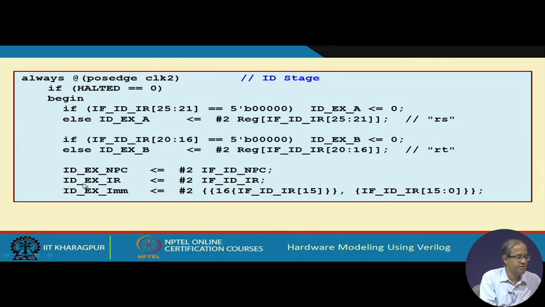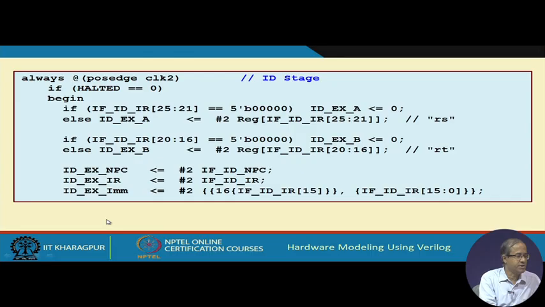IR also you forward to the next latch stage, and immediate here you are doing the sign extension. So in the IR, bit number 0 to 15 indicates the offset. So this will be the last 16 bits, and for the highest 16 bits you take bit number 15, the sign bit, and replicate it 16 times and then concatenate. This will become a 32 bit quantity. Okay. So immediate is created by sign extension.